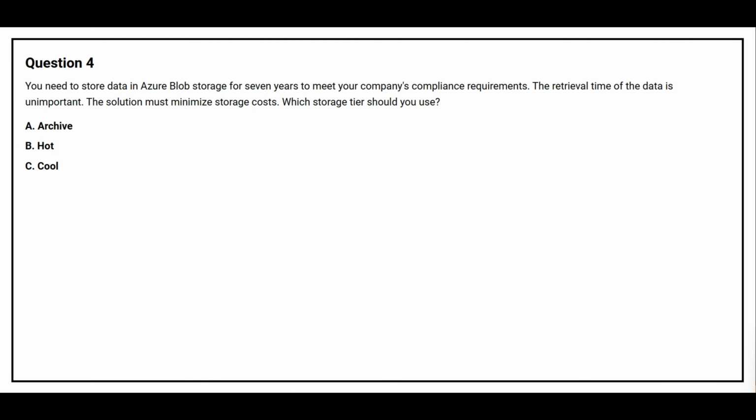Question number 4. You need to store data in Azure Blob Storage for 7 years to meet your company's compliance requirement. The retrieval time of the data is unimportant. The solution must minimize storage cost. Which storage tier should you use? Option A, Archive. Option B, Hot. Option C, Cool. The correct answer is option A, Archive.